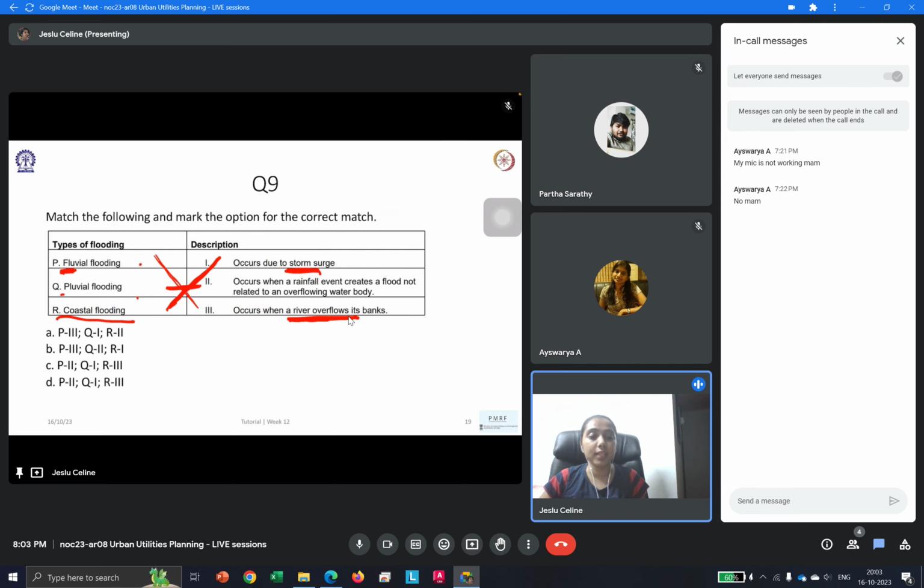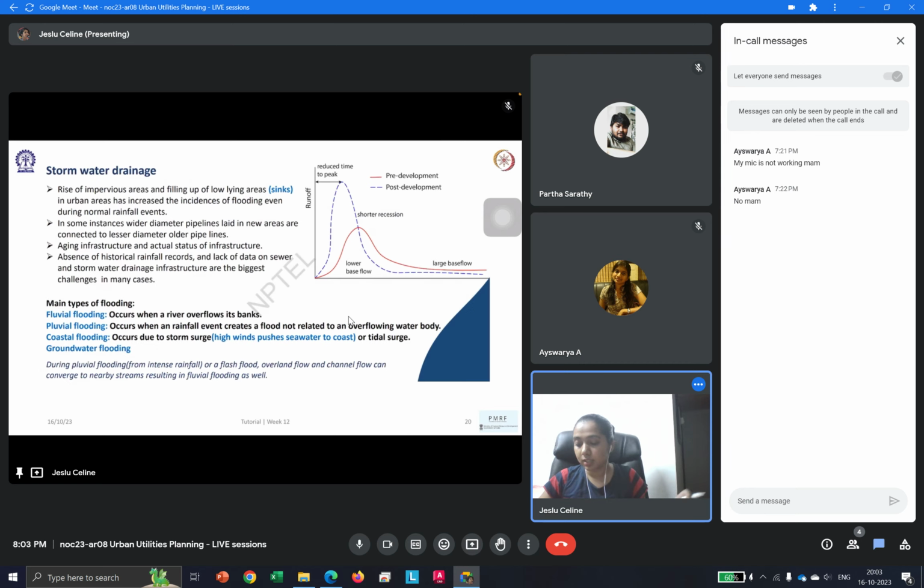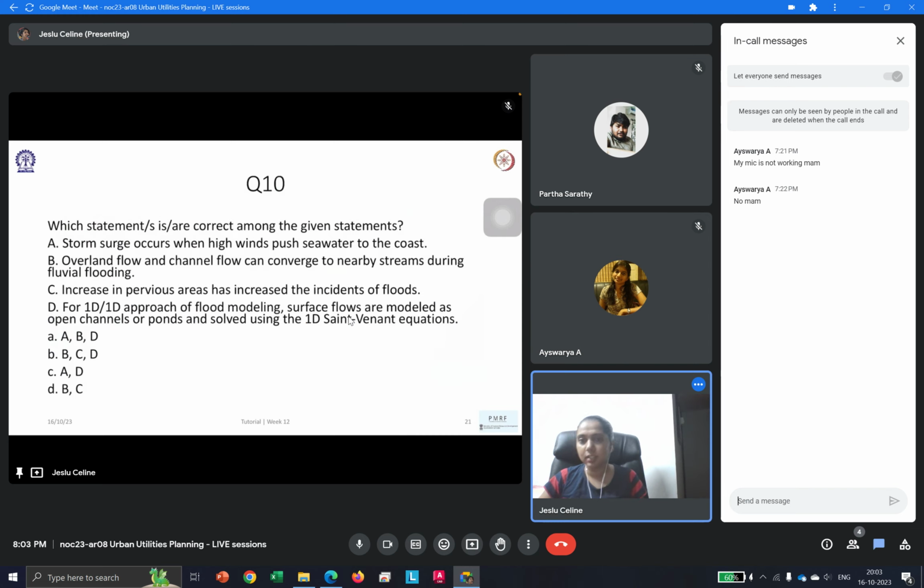So let's go to the next question. Yeah, so this is fluvial flooding, and this is there in the lecture. You can see that. Question 10. Which statement or statements are correct among the given statements?